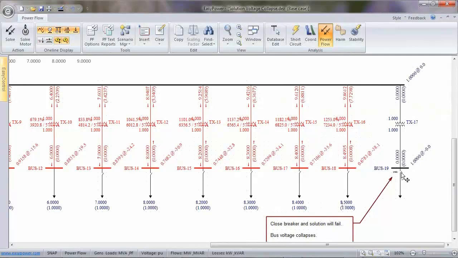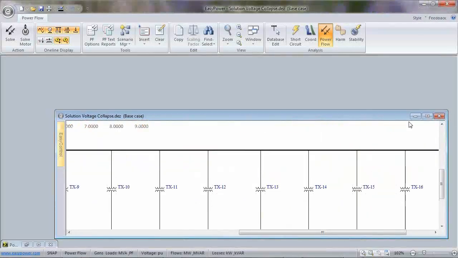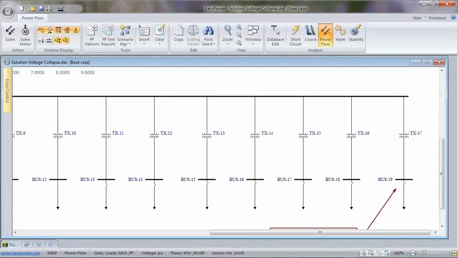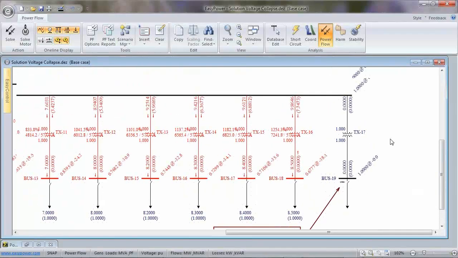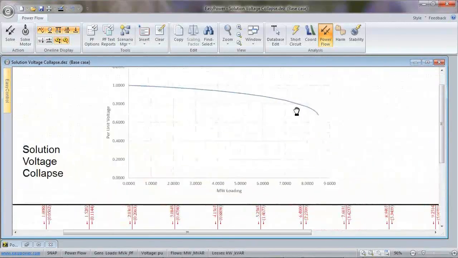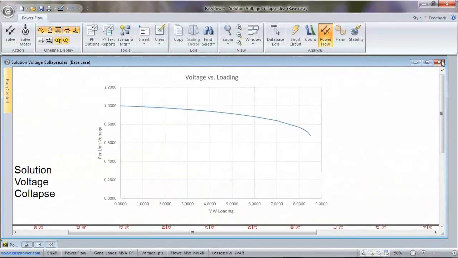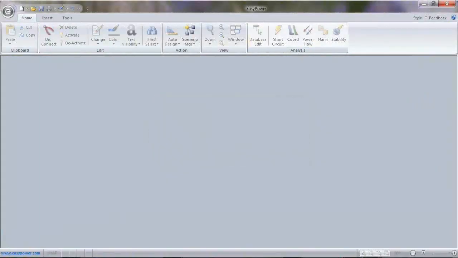And this one is 8.6. And if I double click, I don't get a solution because I overloaded that one transformer. Yep, that one right there. But these are the numbers that are on this plot right here. Okay? Now let's look at some real much larger cases.